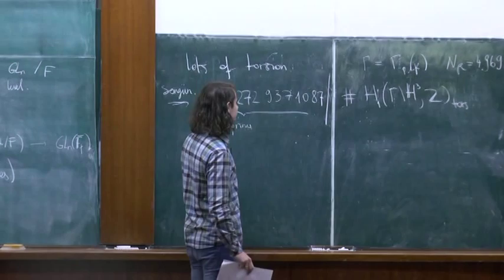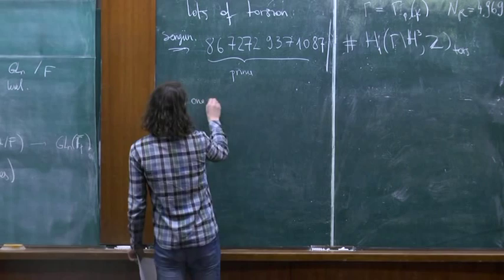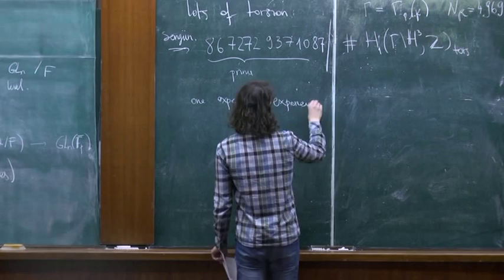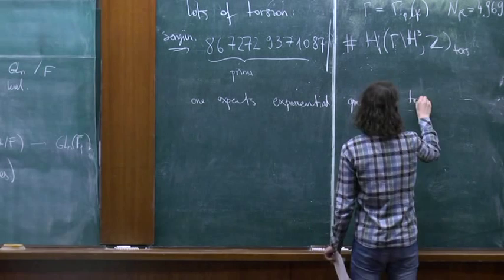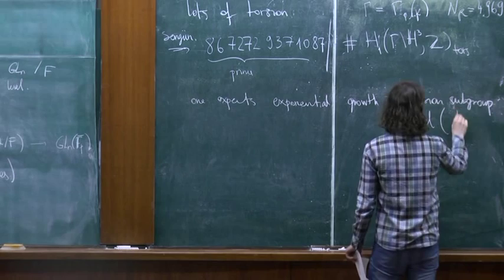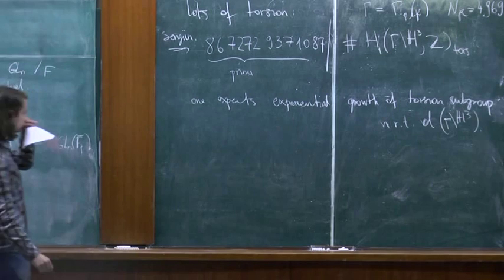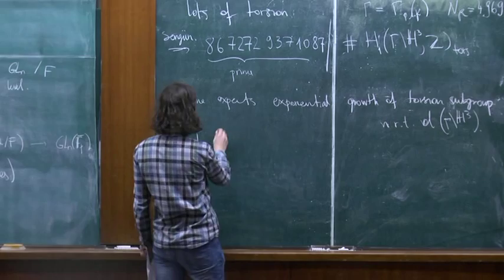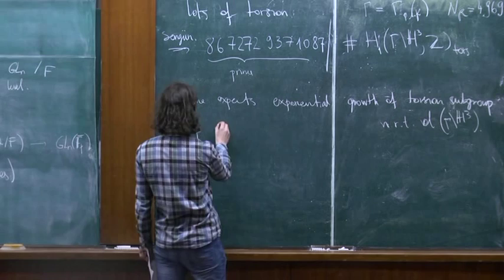And in fact, one expects exponential growth of the torsion subgroup with respect to the volume of this hyperbolic three manifold. And in closely related cases, such results were first proved by Bergeron and Venkatesh.